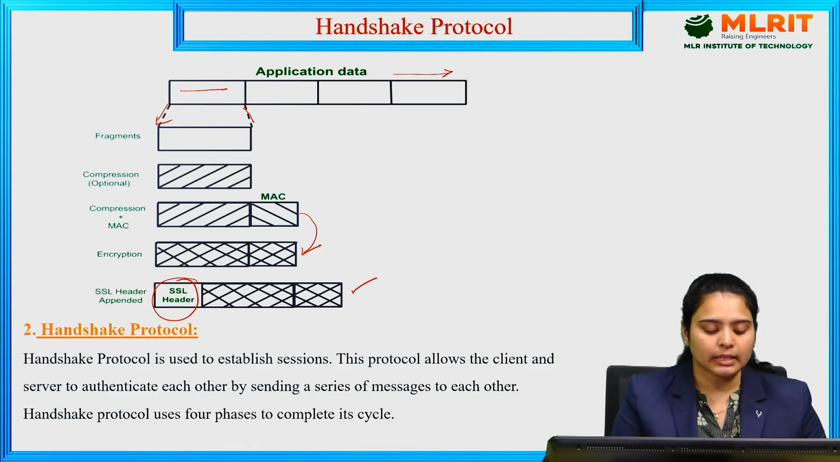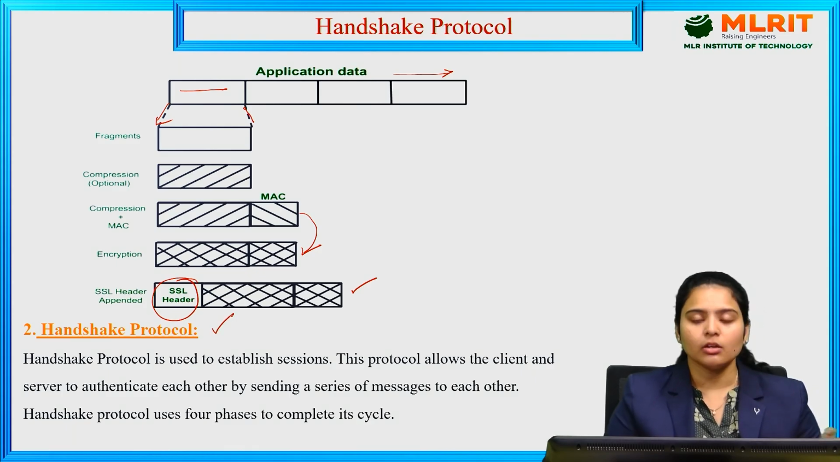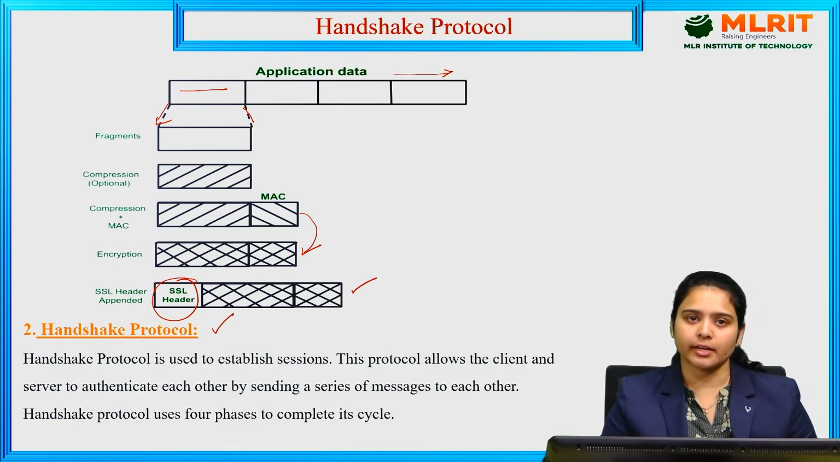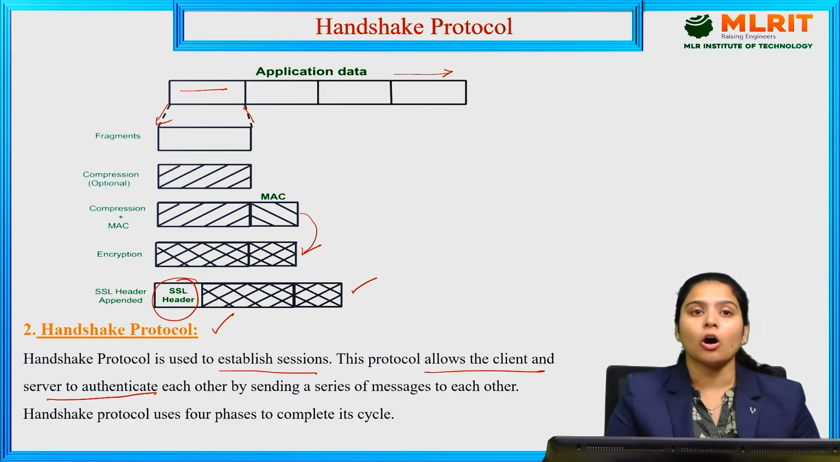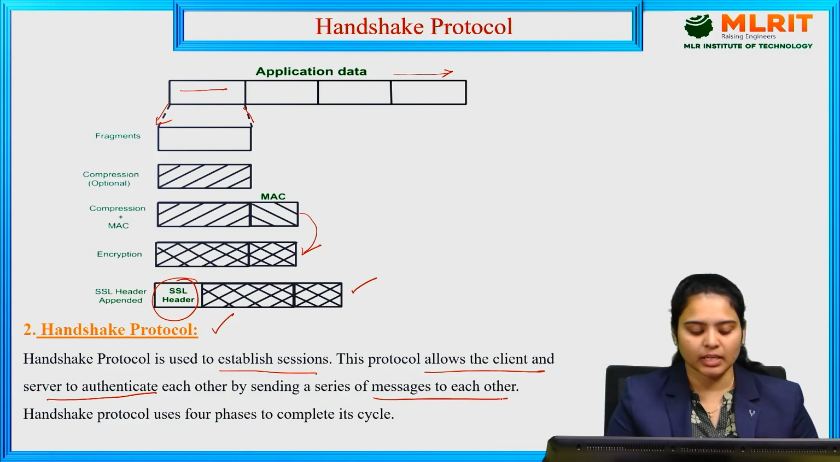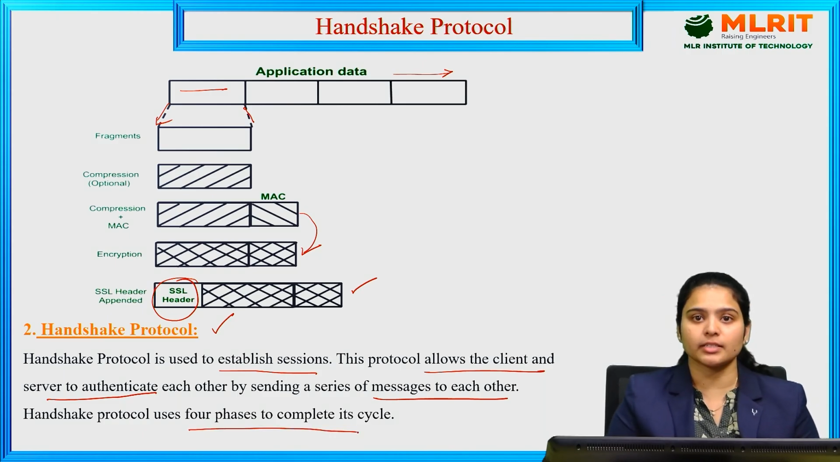The second one is the handshake protocol. What does this handshake protocol do? It is used to establish sessions and allows the client and the server to authenticate each other by sending messages to each other. To complete its life cycle, the handshake protocol uses four phases.